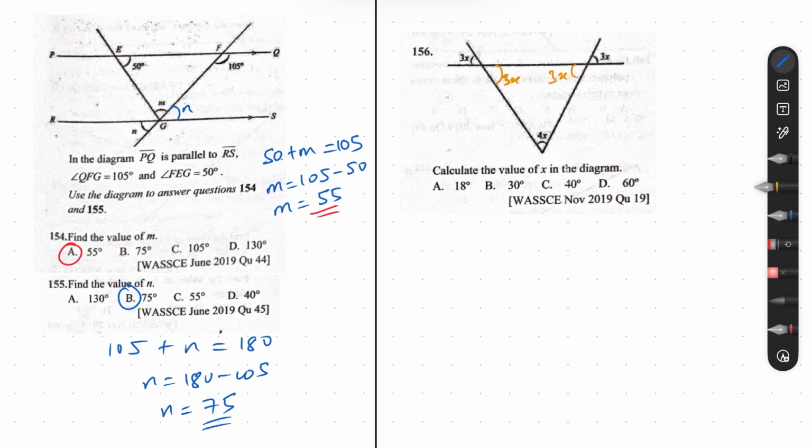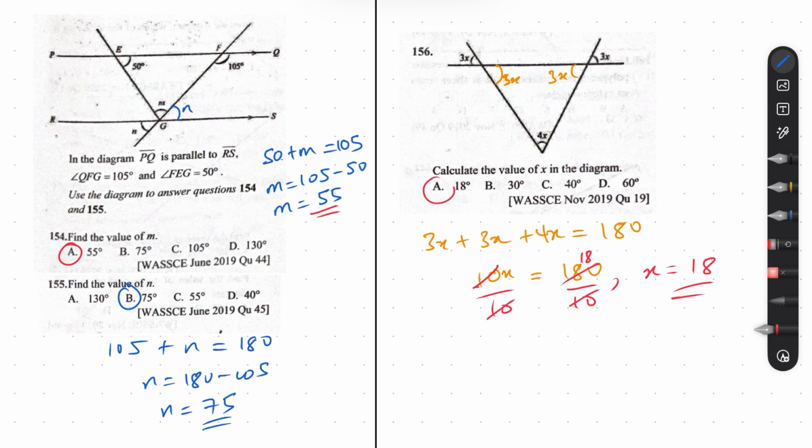So now we can easily find the value of x because the sum of the interior angles of a triangle should give us 180. So we have 3x plus 3x plus 4x equal to 180. So we have 10x equal to 180. Now we can divide by 10 on each side. So 10 cancels out, and x is equal to 18, which is A.